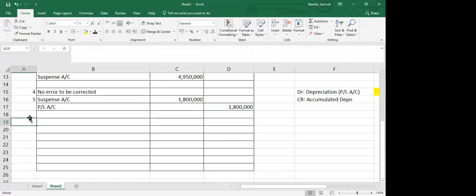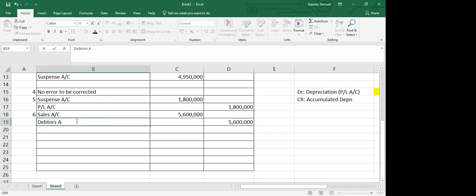So in my debtor's account here, this is question 6, I think. Since we are removing it from the sales account, which was credited with 5.6, we are going to remove that 5.6 from the sales account by debiting it, because it was credited. And we are going to credit our debtors account with the same value. So that is what is going to happen. So we'll move to the next part.